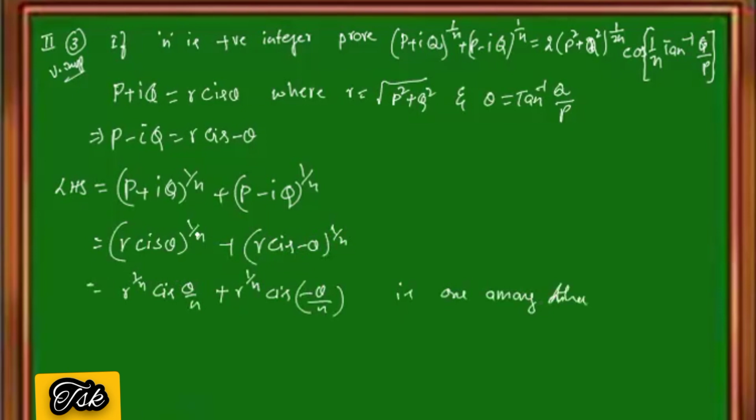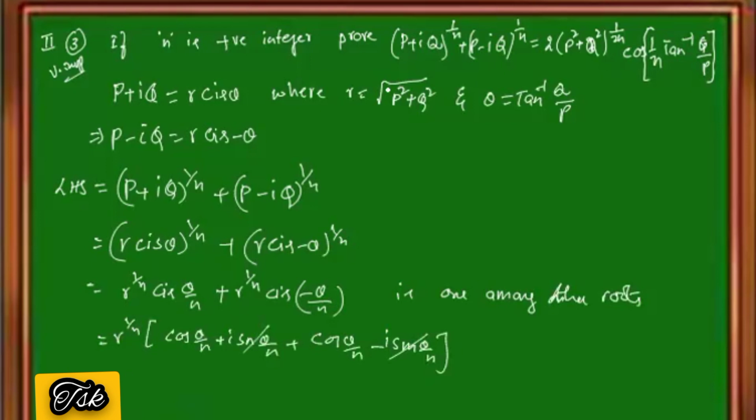Since it contains n roots, there is one among the roots and the other one is also one among the roots. So taking r to the power of 1 by n common, there is cos theta by n plus i sin theta by n. Next one is cos theta by n minus i sin theta by n. These two get cancelled.